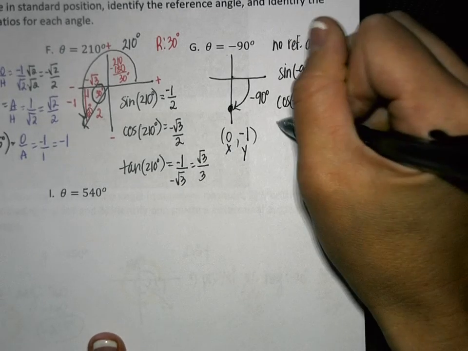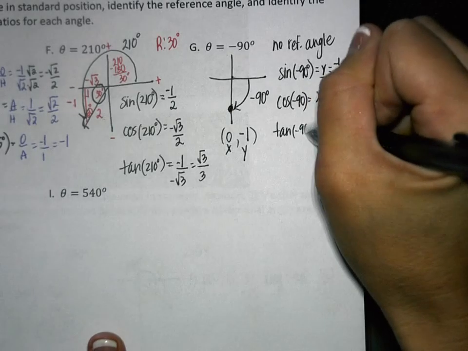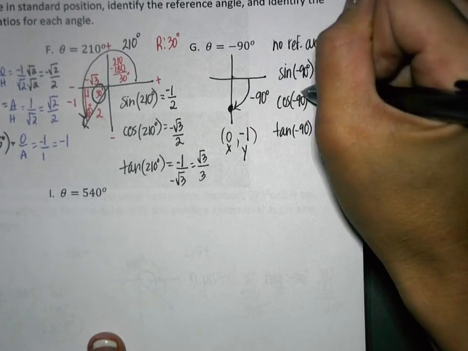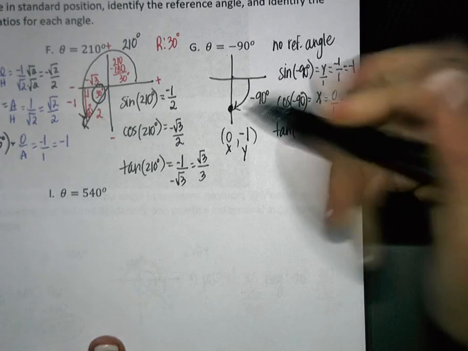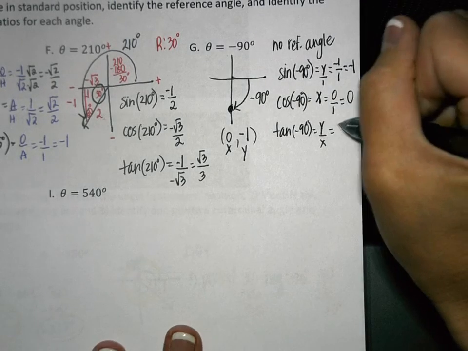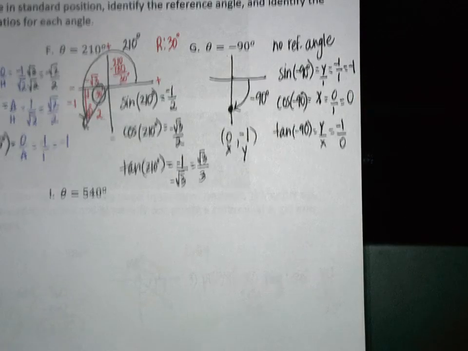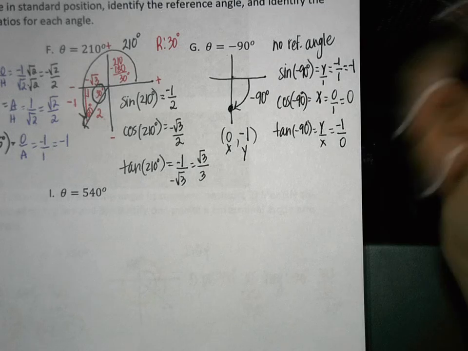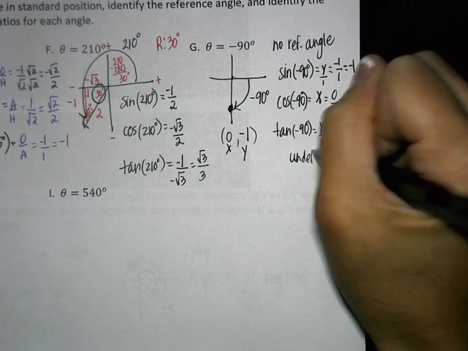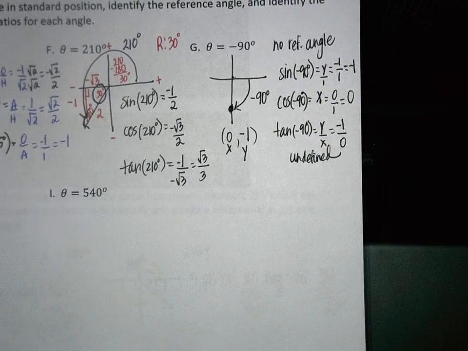Tangent of negative 90 degrees, is dealing with y over x. And so my y value is what? -1 over x, which is 0, but you can't have 0 in the denominator, and so therefore it will be undefined. So tangent ends up being undefined. Okay, questions on this one before we move on to the next example?